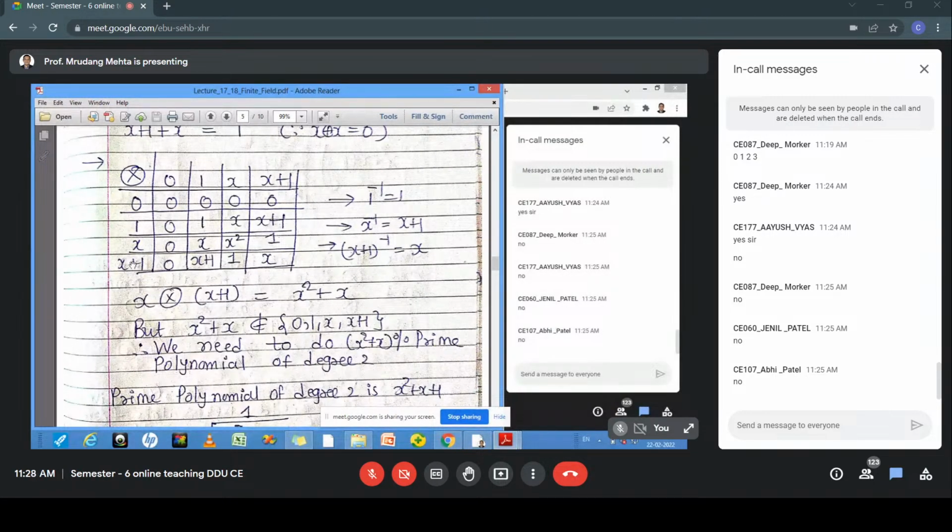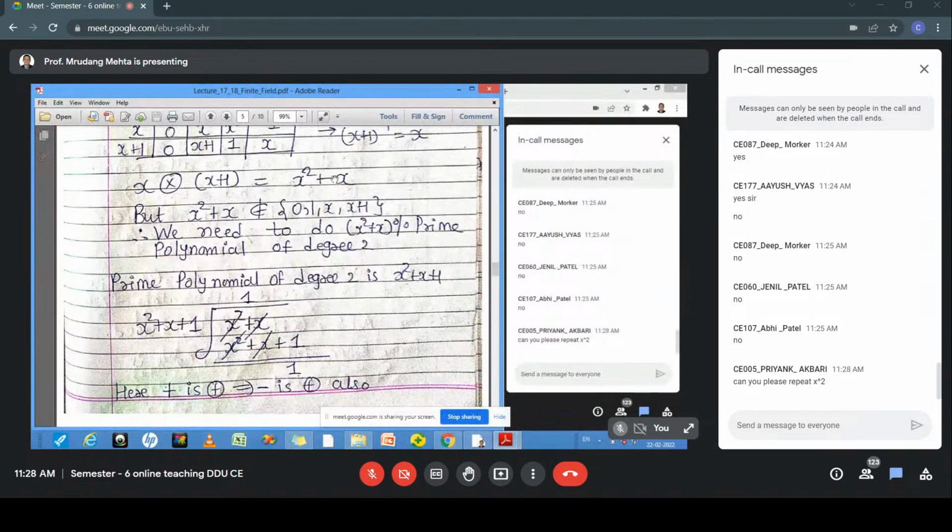Now the last one is x plus 1 into x plus 1. So x plus 1 into x plus 1 is x square plus x plus x plus 1, right? So x plus x is XOR, so x XOR x, that is 0. So you have x square plus 1. So x square plus 1 again doesn't belong to this element set.